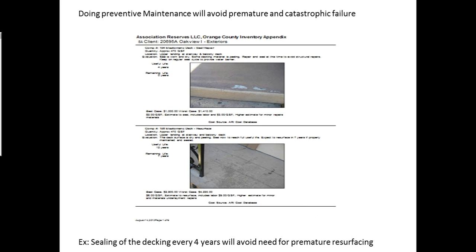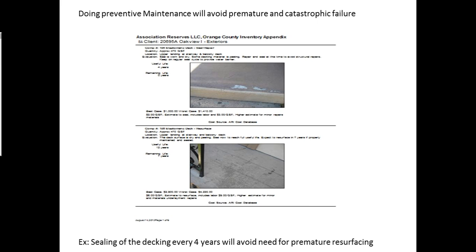Now, another thing I want to talk about is that preventive maintenance is essential. Preventive maintenance will help to keep the overall cost lower for the communities, and it will help to avoid catastrophic failure. Many communities I work with simply ignore essential preventive maintenance and end up spending a lot more money than they need to in the long run.